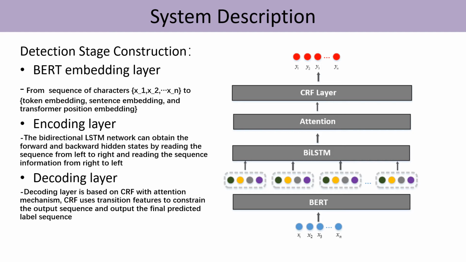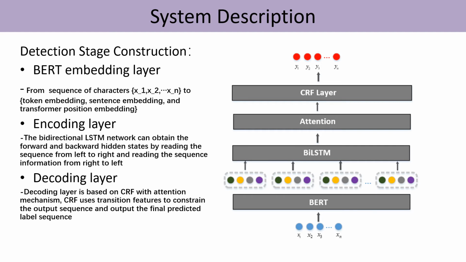In the detection stage construction, there are 3 layers in this stage. The first one is the BERT embedding layer. In this layer, we change the sequence of characters x1 to xn into token embedding, sentence embedding, and transformer position embedding. In the second layer, the encoding layer, the bidirectional LSTM network obtains the forward and backward hidden states by reading the sequence from left to right and reading the sequence information from right to left.